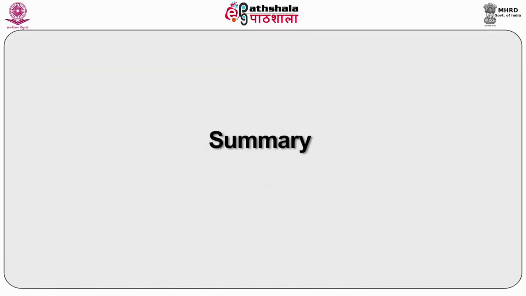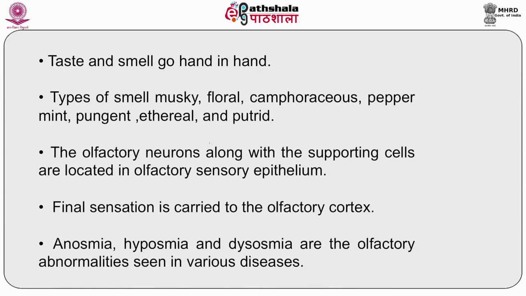So in summary, we can always say that the main sensations that we have in our body are taste and smell. Both of them go hand in hand. Without smell, you cannot taste, and without taste, you cannot smell properly. Next, we have understood the various structures associated with smell, like the odoriferous substances, how they are perceived by the enormous increased surface area of the villi, or how these odoriferous substances are carried to the central nervous system, and how each central nervous system part is activated based on the memory.